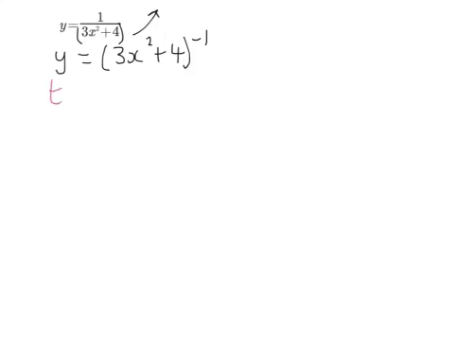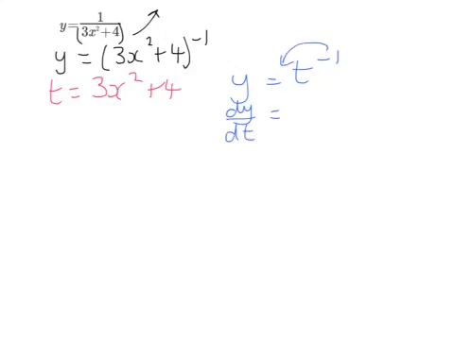Okay, so let's let t equal what's inside the bracket. So 3x squared plus 4, and therefore y equals t to the minus 1. Okay, let's differentiate dy by dt. That's going to come down in front to give me minus 1 t to the minus 2. And let's differentiate dt by dx, which gives me 6x, and that's it.